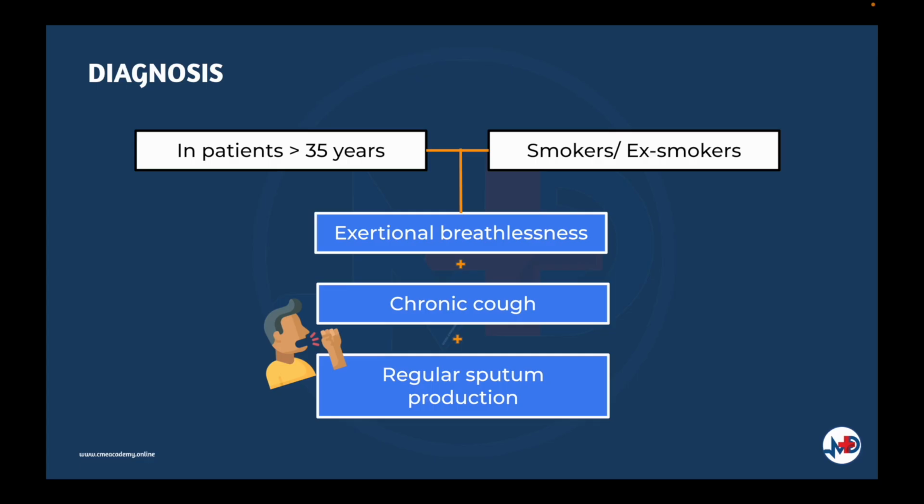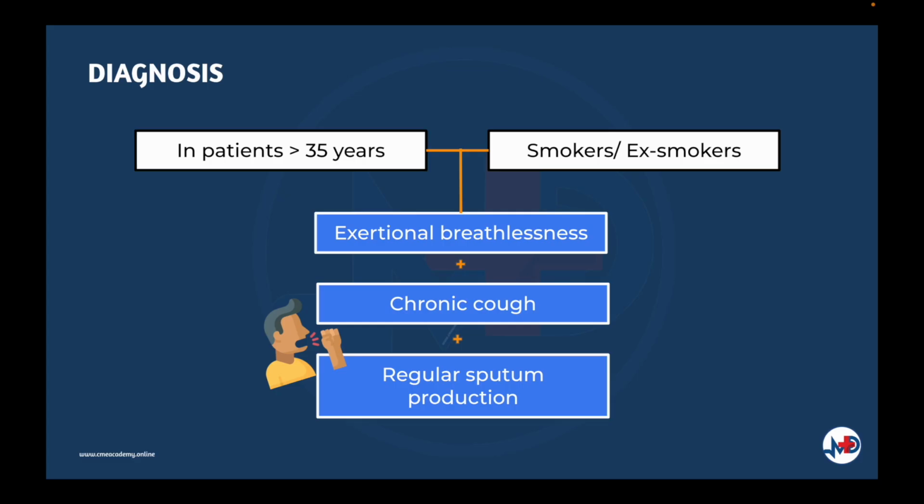Chest X-ray would depict hyperinflation, bullae formation, a flat hemidiaphragm, and also important, it is done to exclude lung cancer. A complete blood count is done to exclude secondary polycythemia.